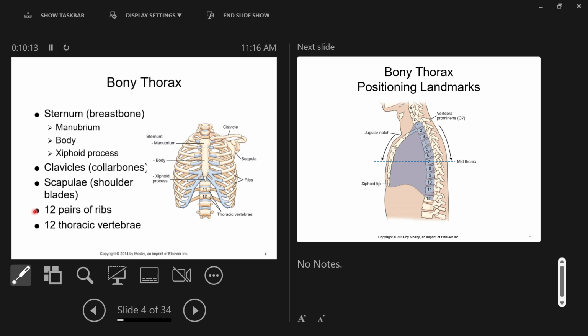You have 12 pairs of ribs that attach posteriorly in the back to 12 thoracic vertebrae. Each thoracic vertebra has a rib coming out of each side. So each thoracic vertebra attaches to a pair of ribs. We call the thoracic vertebrae our T-spine, and we label them T1 through T12.